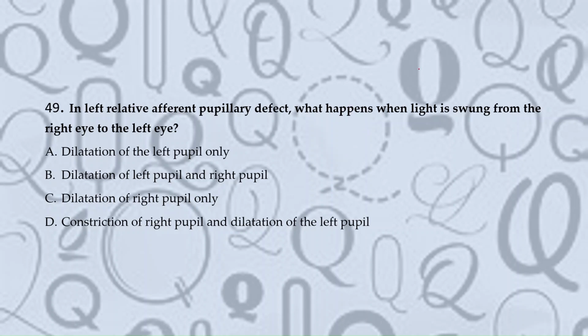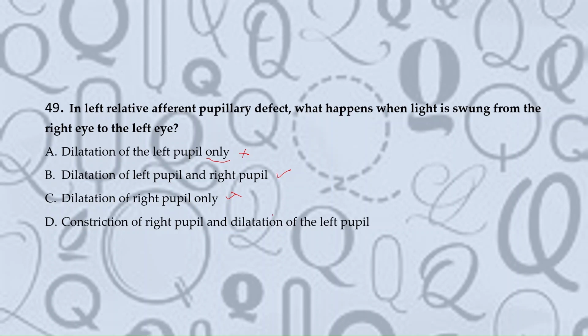So in left RAPD, what happens when light is swung from the right eye to the left eye? Again, the same thing. When you shine the light from the normal to the abnormal eye, what should happen? There should be an apparent dilatation. So dilatation of the left pupil only? No. This pupillary reaction is always bilateral. Dilatation of the left and the right pupil? Okay. Dilatation of the right pupil only? No. The left should also dilate. So this is not the right answer.